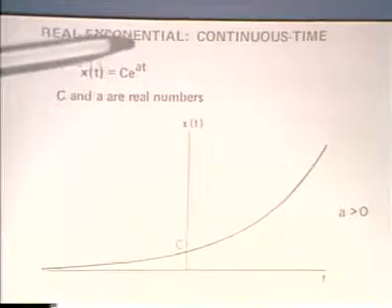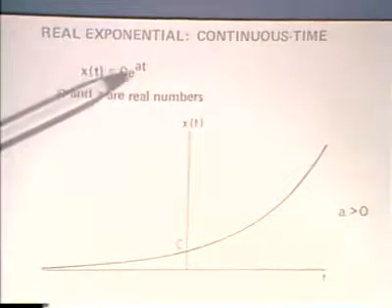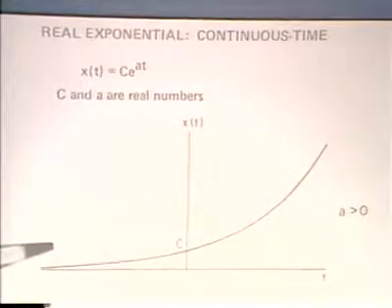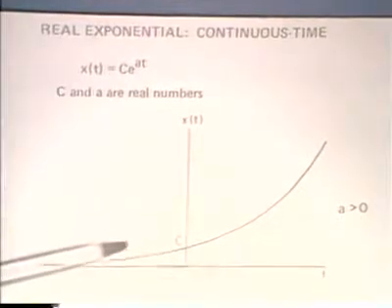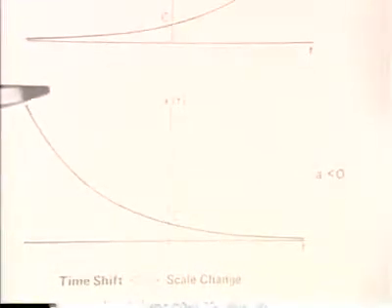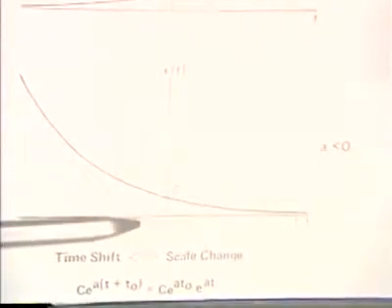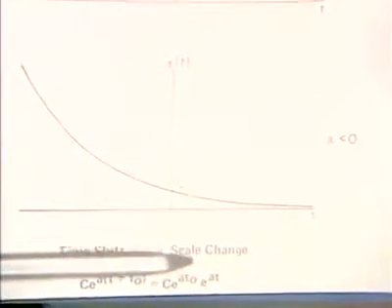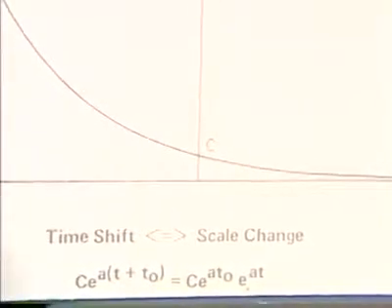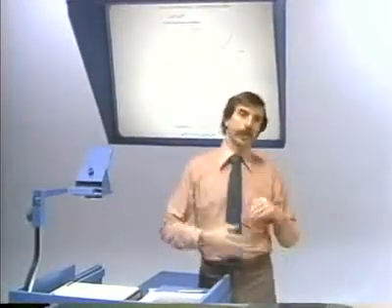So this is an exponential function. For example, if the parameter a is positive, that means that we have a growing exponential function. If the parameter a is negative, then that means that we have a decaying exponential function. Now, somewhat as an aside, it's interesting to note that for exponentials, a time shift corresponds to a scale change, which is somewhat different than what happens with sinusoids. In the sinusoidal case, we saw that a time shift corresponded to a phase change. With a real exponential, a time shift, as it turns out, corresponds to simply changing the scale.